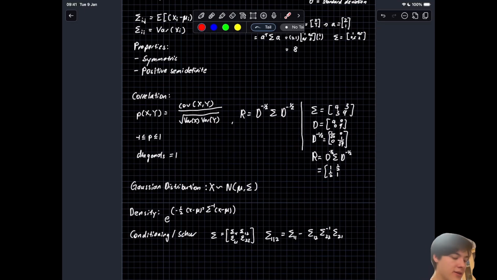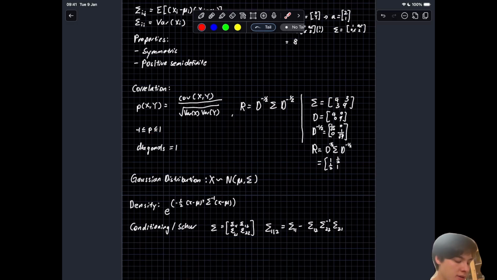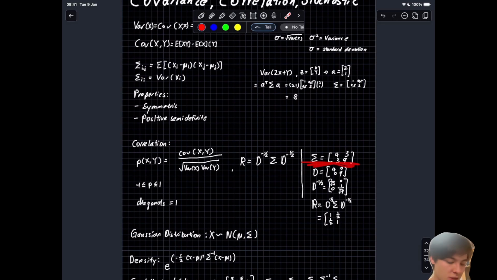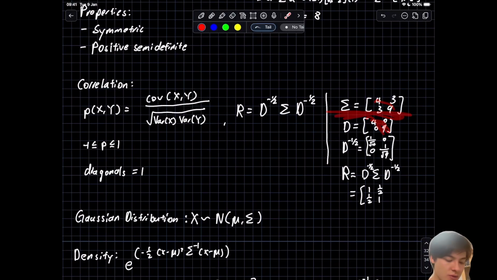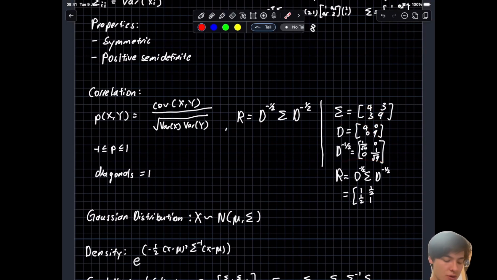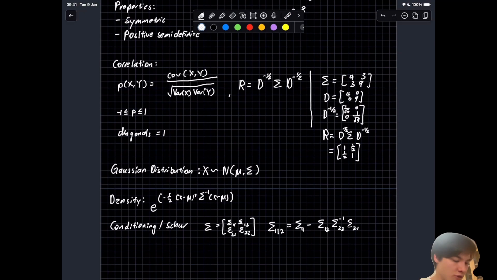Correlation is basically also that it's normalized. That means it's between 1 and minus 1. The diagonals are always equal to 1. Can use this formula. So yeah, if this was our original covariance matrix, we just write out the diagonals, for example 9. We do the inverse and the square root of it. We put it together, and this would be our correlation matrix.